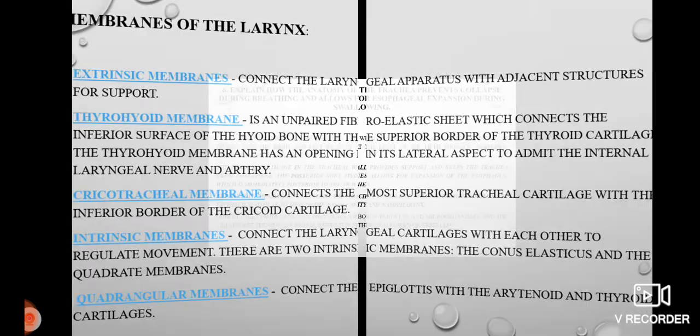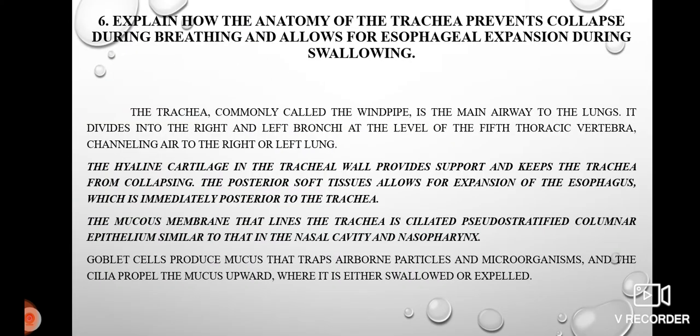The pseudostratified columnar epithelium, similar to that in the nasal cavity and nasopharynx. So the goblet cells produce mucus that traps airborne particles and microorganisms, and the cilia propel the mucus upward where it is either swallowed or expelled.